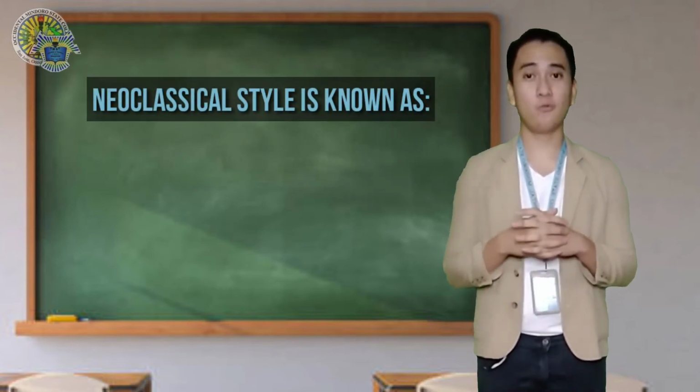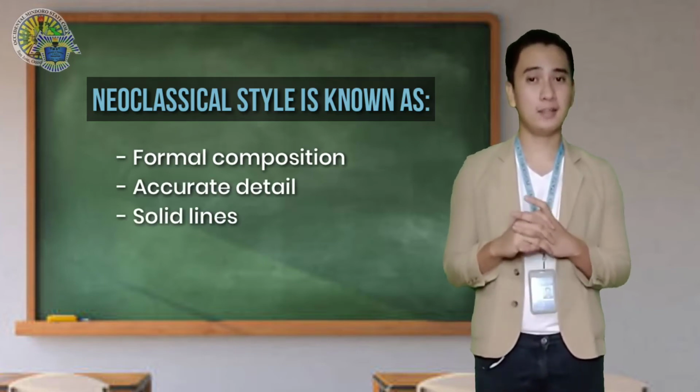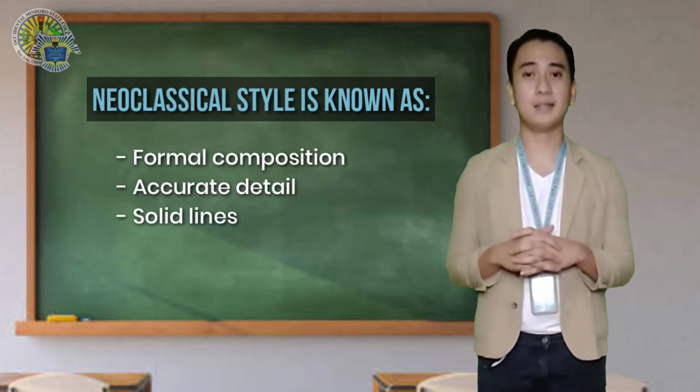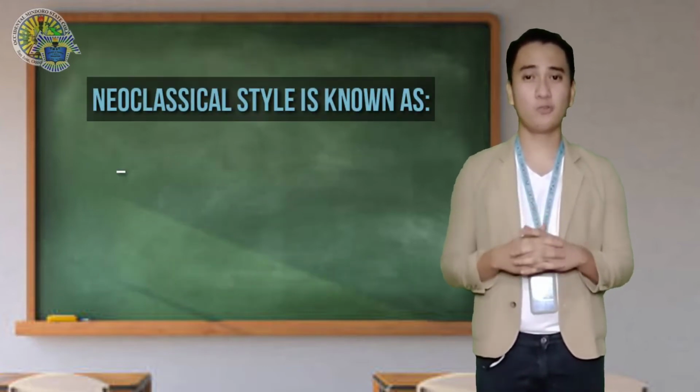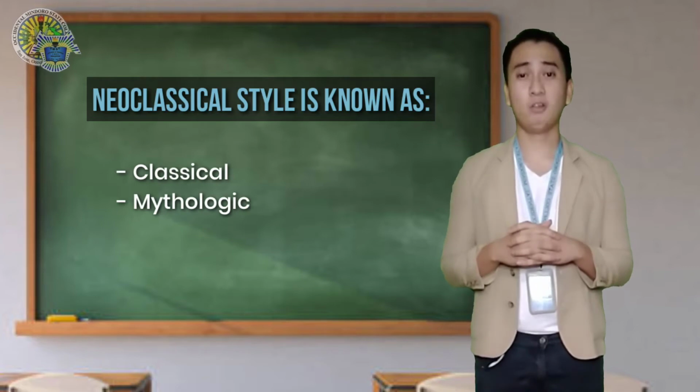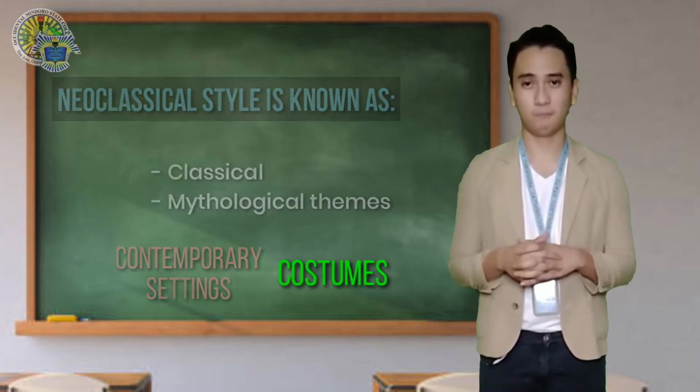Neoclassical style is known for its formal composition, accurate detail, and solid lines, which sometimes came at the expense of lighting and atmosphere. It is also known for its classical and mythological themes with contemporary settings and costumes.